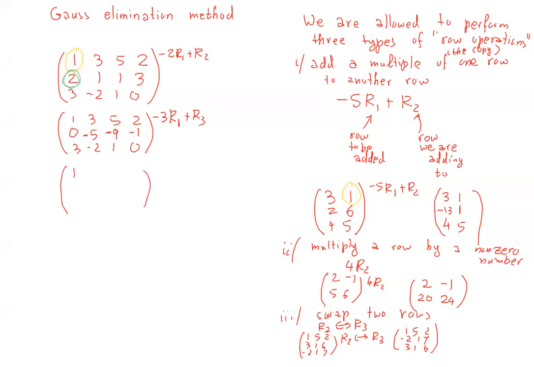So 1, 3, 5, and 2 stays as it is. 0, negative 5, negative 9, negative 1. And then minus 3 times 1 is minus 3 plus 3, that's 0. Minus 3 times 3, that's negative 9, minus 2, that's negative 11. Minus 3 times 5 is negative 15 plus 1, that's negative 14. And minus 3 times 2 is negative 6 plus 0, that's negative 6. Okay?